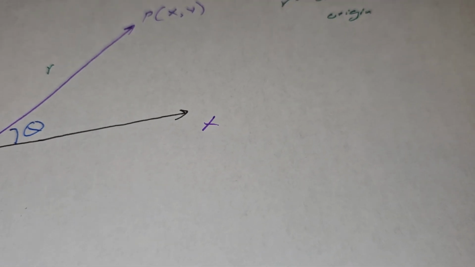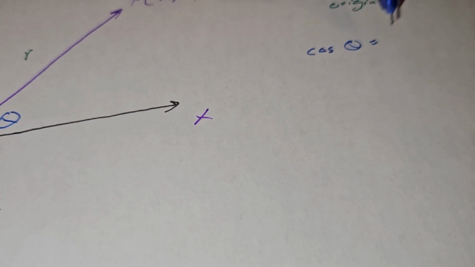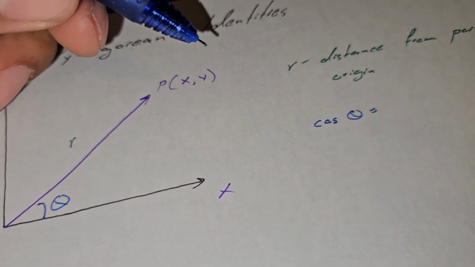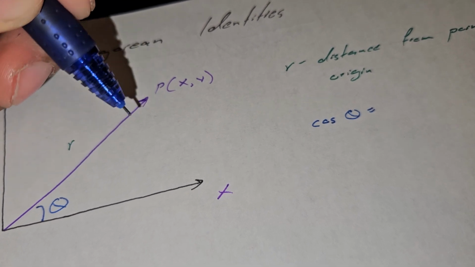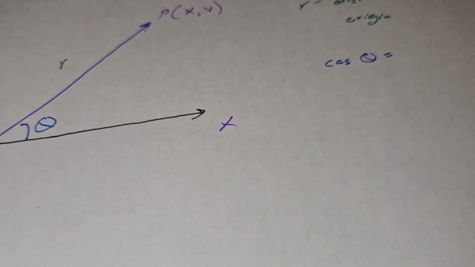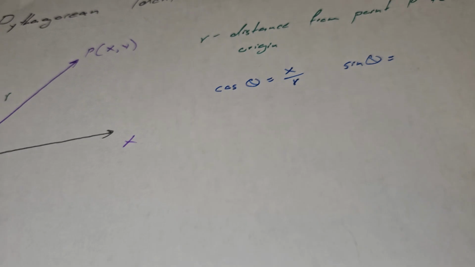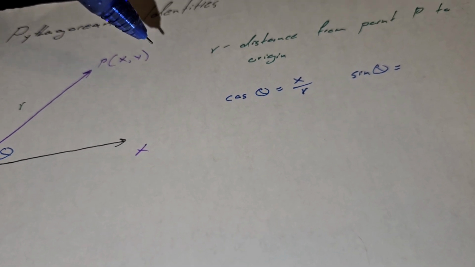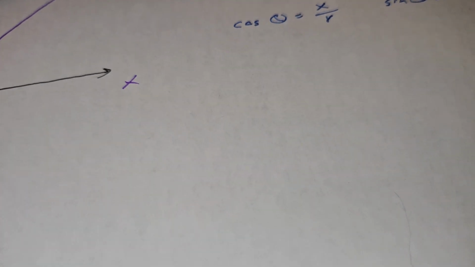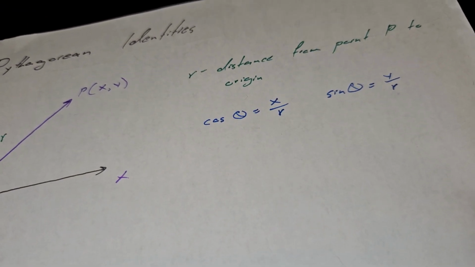So we need to remember that cosine of theta is equal to x and sine is equal to y. But we have the r, we have the distance. So according to our graph here, cosine of theta is equal to x over r. Let's find sine of theta. Sine of theta is equal to y over r. So now we can use this to compute some trigonometric identities.